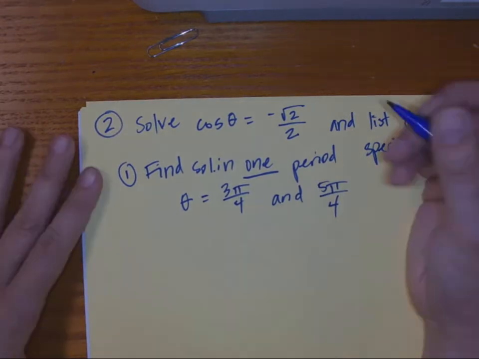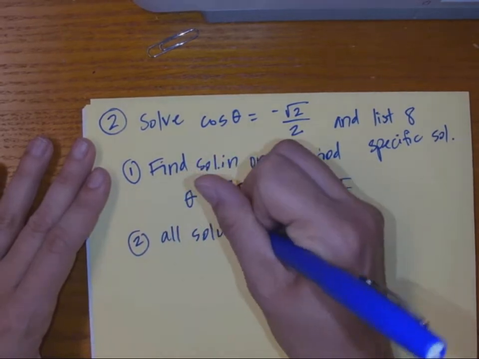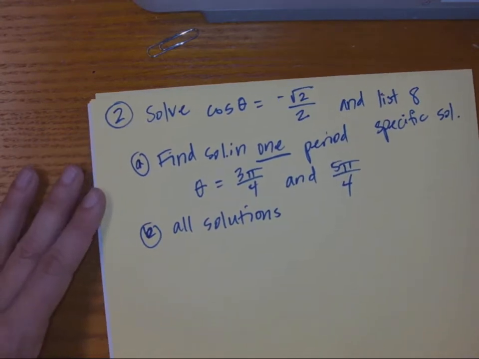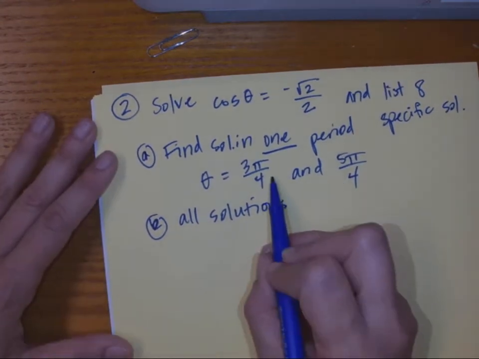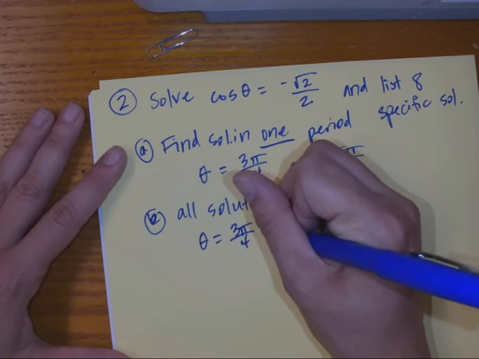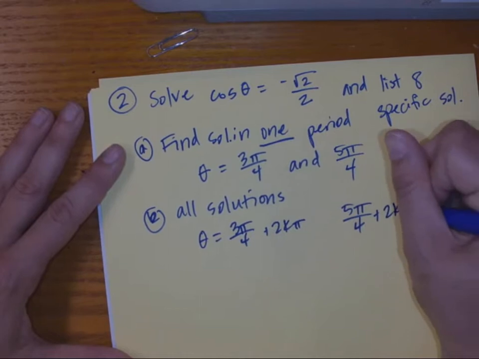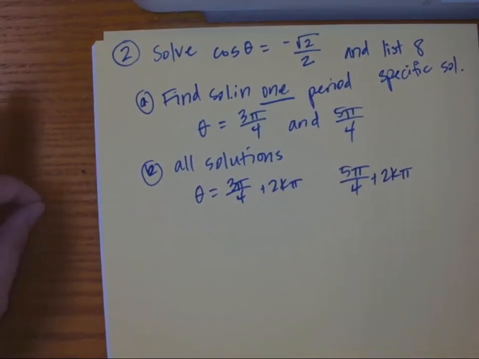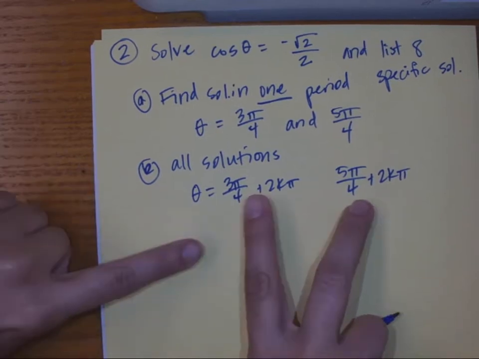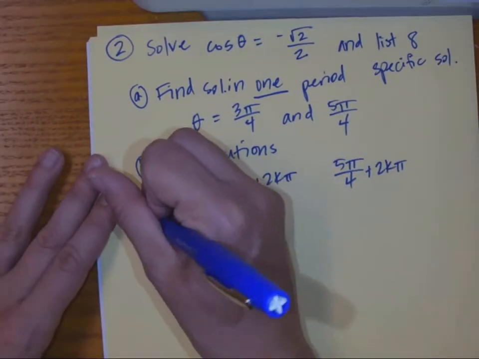The way we find all the solutions is to add 2k pi to both of these. So all the solutions technically is 3 pi over 4 plus 2k pi, 5 pi over 4 plus 2k pi. So if I want to find 8 specific solutions, I'm going to plug in 4 numbers for k here. Because if I plug in one number for k, I get 2 here. Plug in another number, I get 2 more. Okay, so pick some numbers for k.